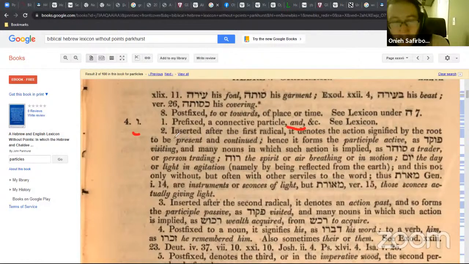If you insert wa after the first letter of a root word, it denotes being present and continued, and because of that, it forms the active participle. So, for example, the word for visit was pached, but if you add wa between the first two letters, it becomes visiting.